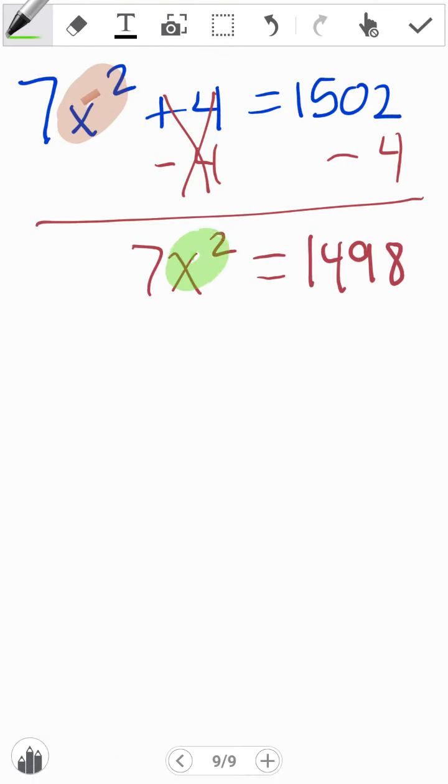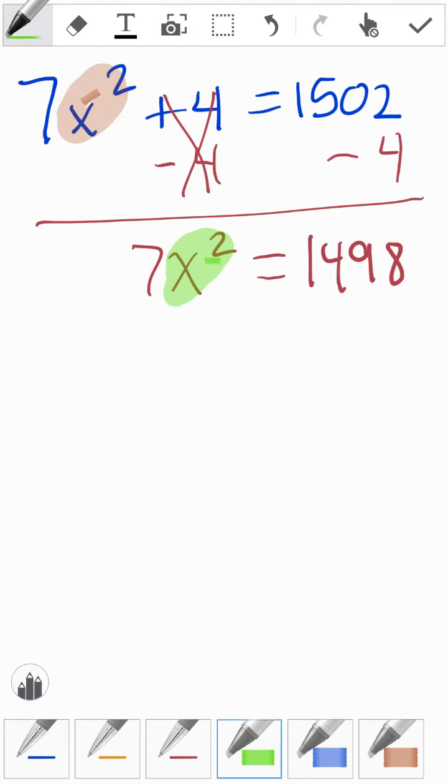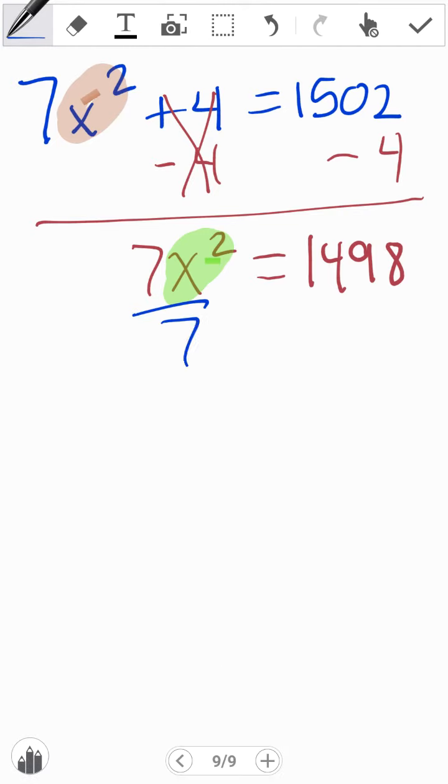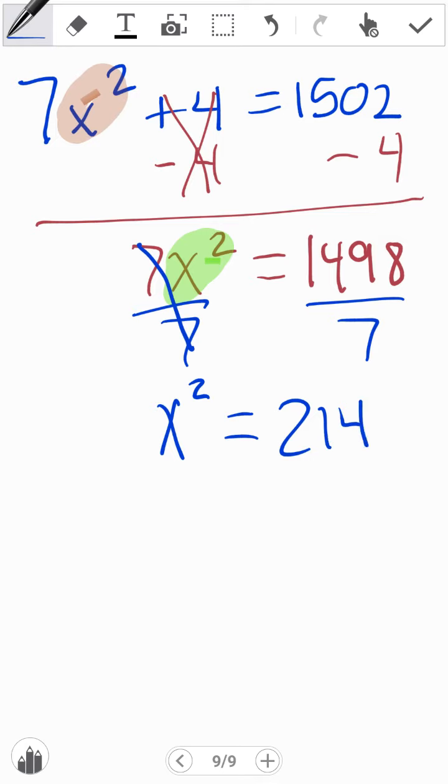Now my x squared term is by itself, but it's being multiplied by 7. So we have to undo that multiply by 7. So we're going to divide by 7 to get rid of it. 7 divided by 7 becomes 1, leaving me with 1x squared. 1498, we're going to use our calculator and divide that by 7. And we're going to see that it is 214.